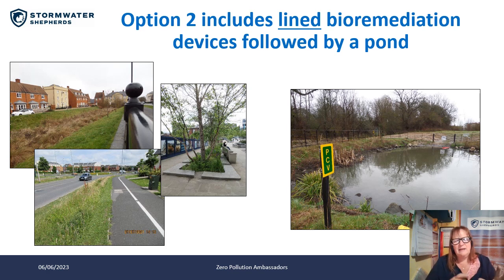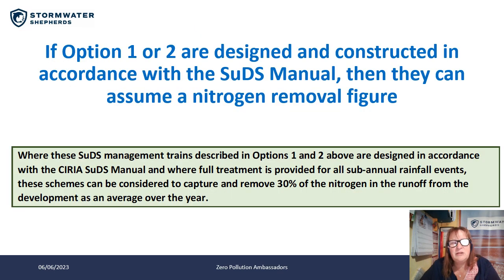So again, you're getting an opportunity for all those different processes to take place to remove the nitrogen from the runoff. So the document, in fairness, we have tried to put a number in the document to help developers to do their nutrient neutrality calculations. And so we've said if you do option 1 or option 2, and if you do it in accordance with the SuDS manual, so you get your hydraulic considerations correct and you design your devices in accordance with the design guidance, so they're big enough and they're maintained properly.